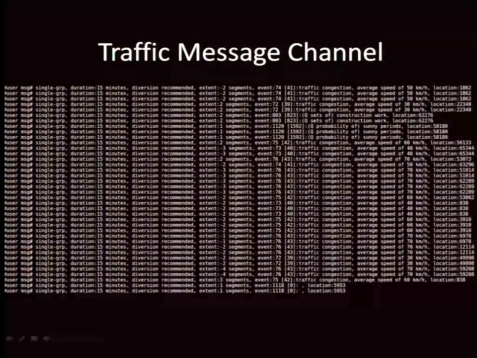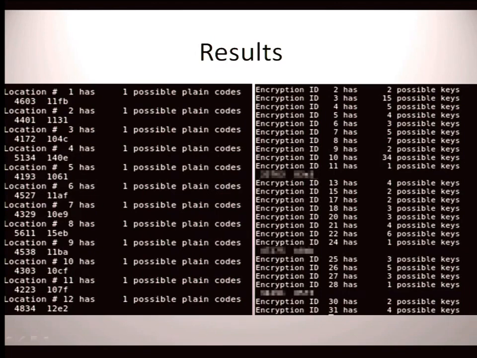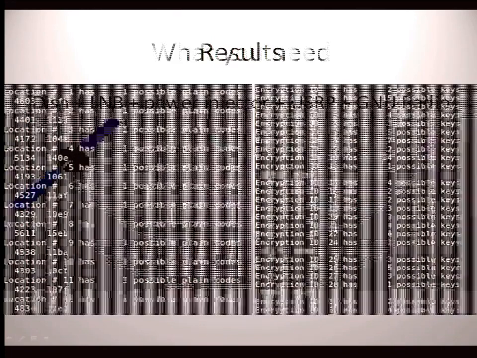And one interesting thing about RDS traffic information here in the States is that it's encrypted, but it's only 16 bits for the location code, and only a 16-bit key. So if you want to be a little bit tricky, you can write an intelligent search algorithm to do an exhaustive search and actually then recover the keys for this nationally deployed system.